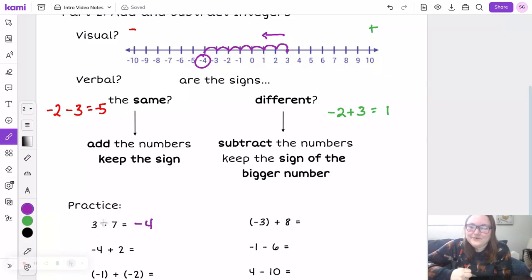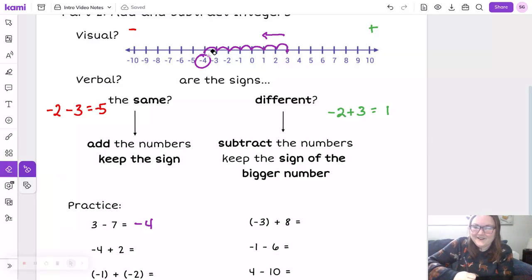If I'm using the rules, 3 minus 7, I've got a +3 and a -7. Those are different signs, so I would subtract those numbers. 3 minus 7 gives me 4, and then I'm keeping the sign of the bigger number. 7 here is bigger, 7 is negative, so I'm keeping that negative sign.